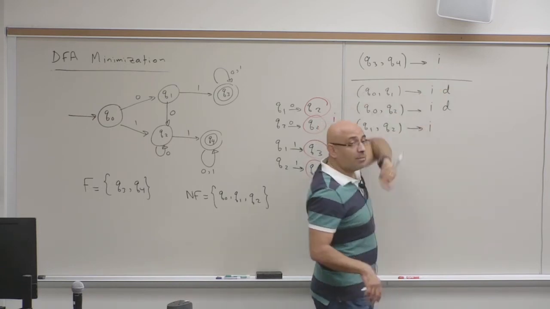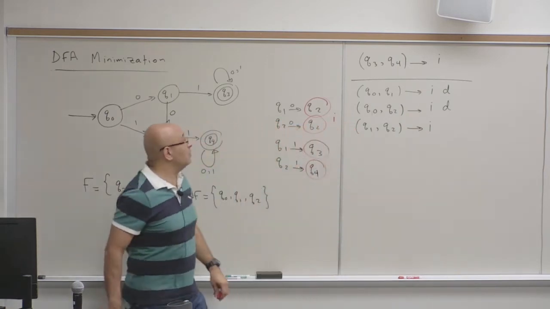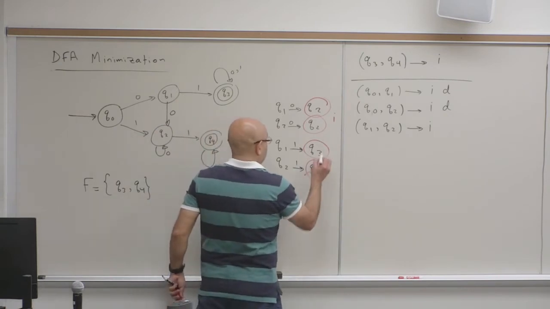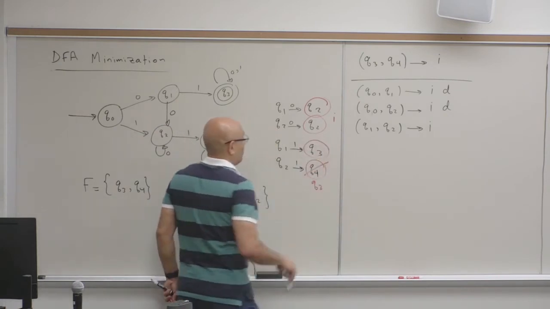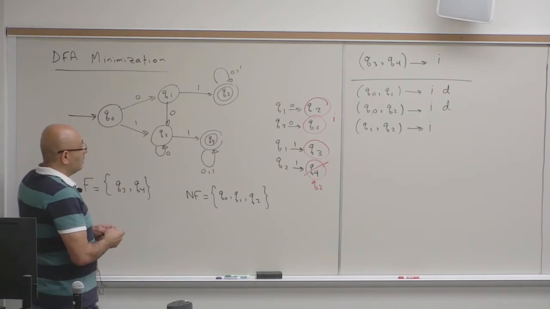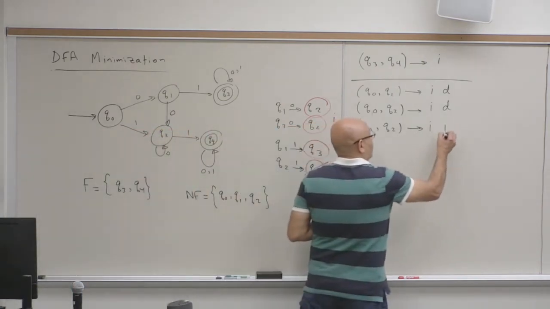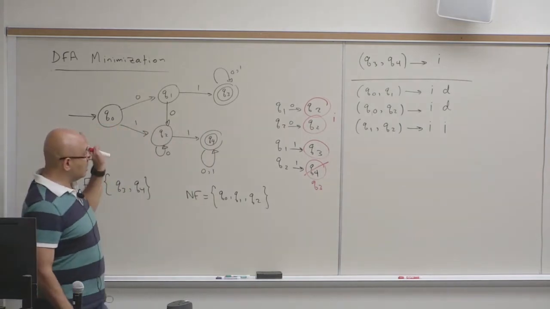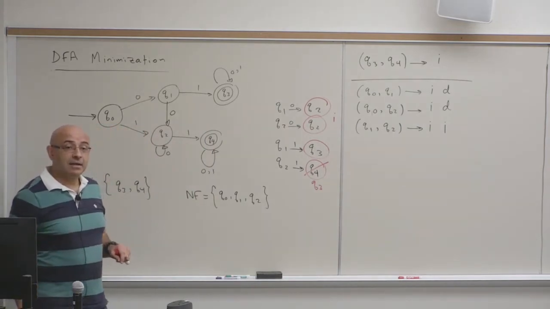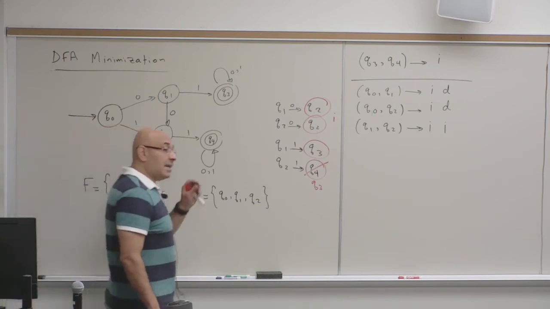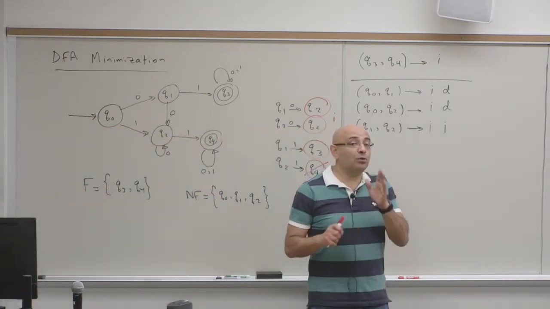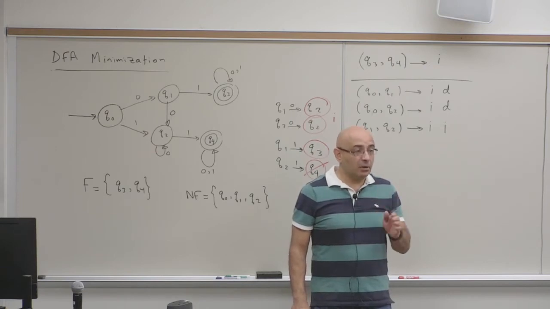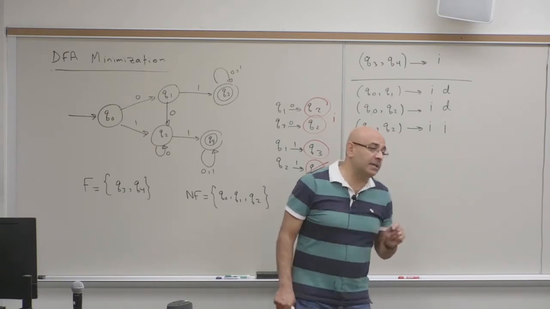So the algorithm has not been able to distinguish between Q3 and Q4. So this is like the same, and I can replace this Q4 with Q3. So now this I will remain an I. We couldn't distinguish because for all transitions, they either go to the same state or to two states that belong to the same equivalence class.